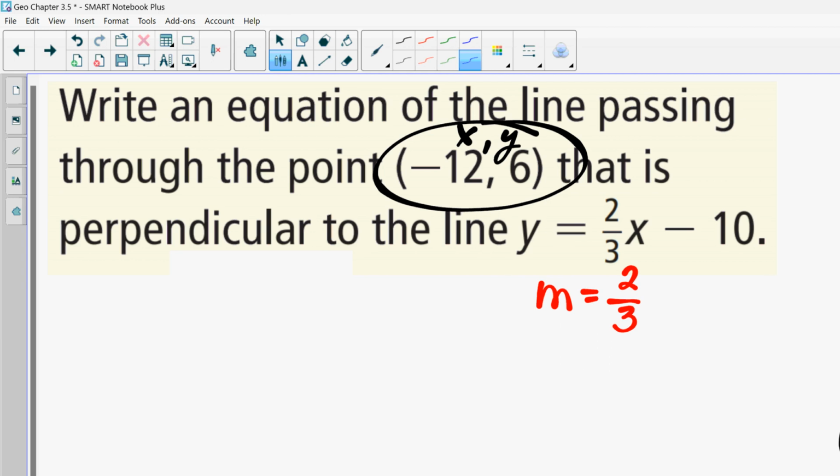And last but not least, we would add 6 to both sides, telling us y is equal to negative 3/2 x minus 12. Questions on any of this here? Are you ready for the next one?